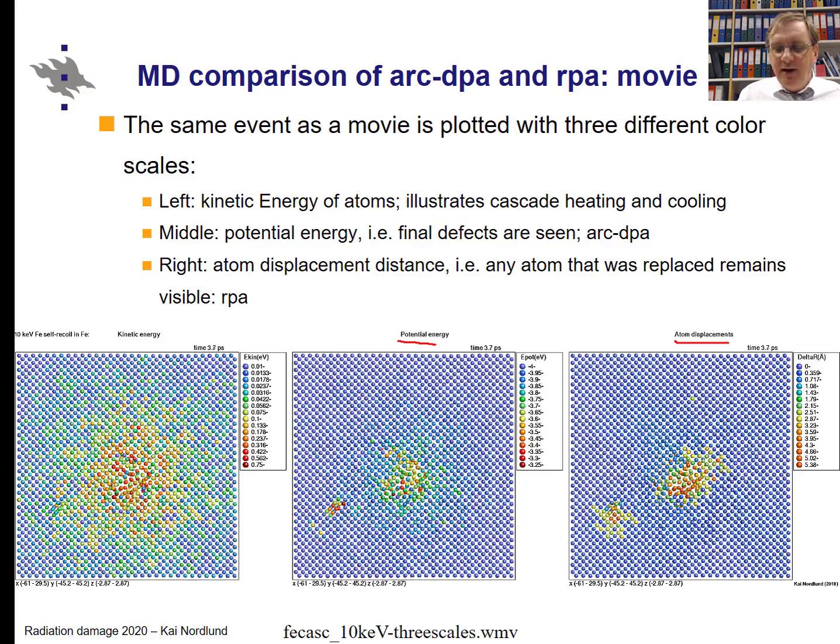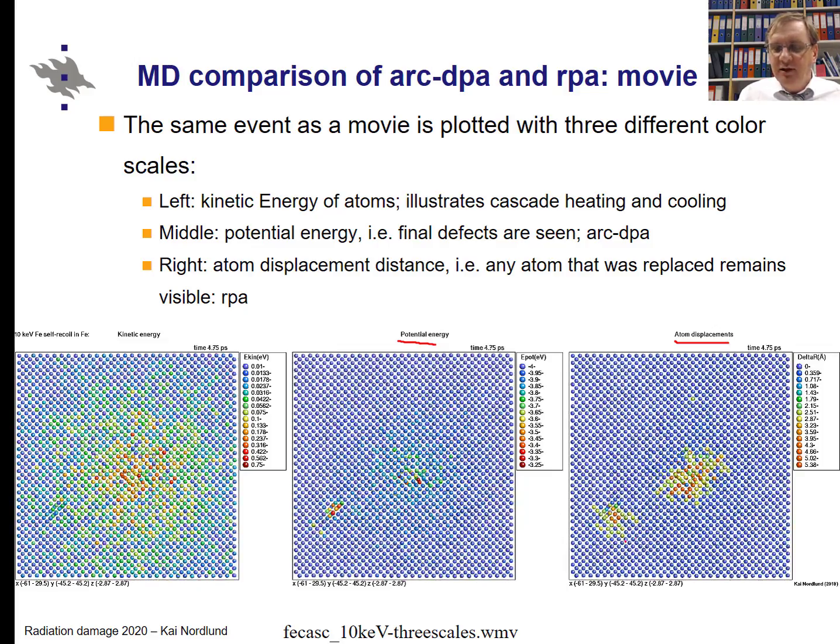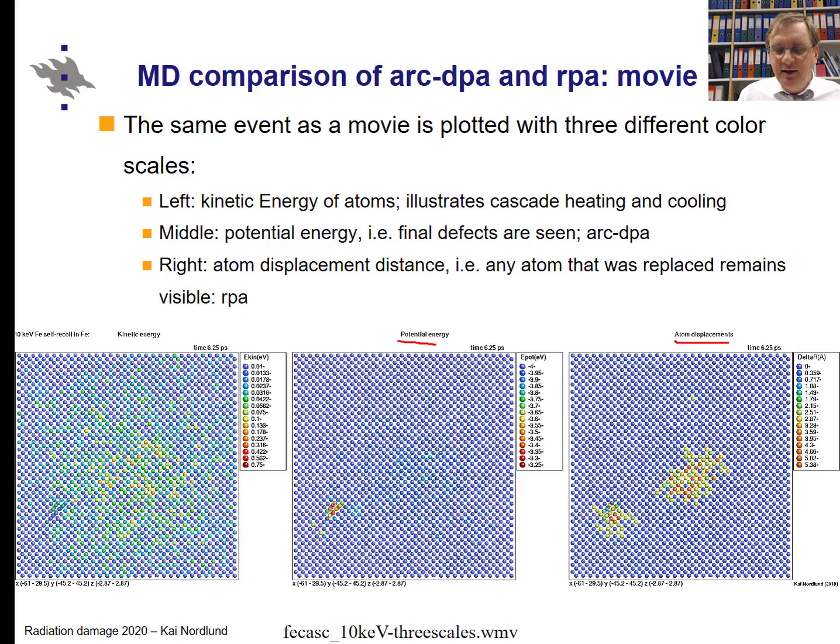Now if you compare the potential energy and the atom displacement, you see that indeed in this particular cross section very few defects are visible, just a few atoms here, whereas the number of mixed atoms was quite large, two large regions of atoms which have been displaced permanently far away here. On the kinetic energy scale, of course, everything turns blue again when your system cools down.